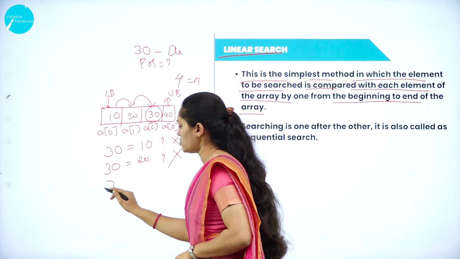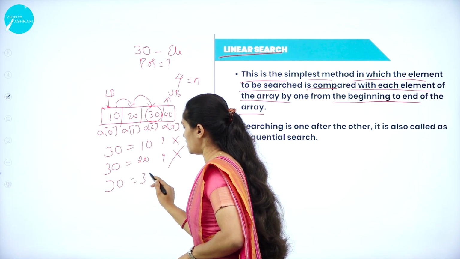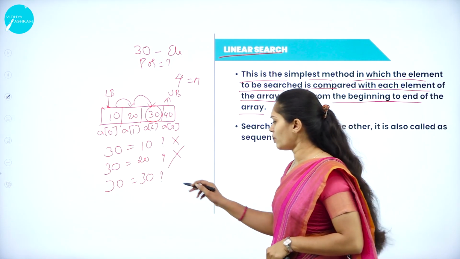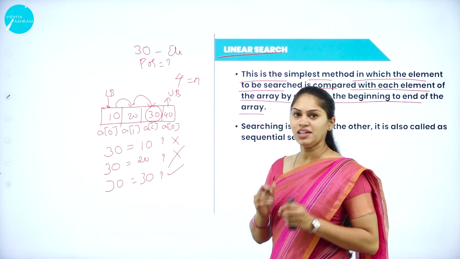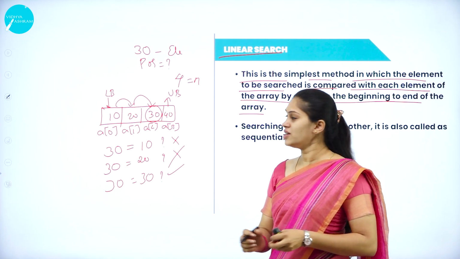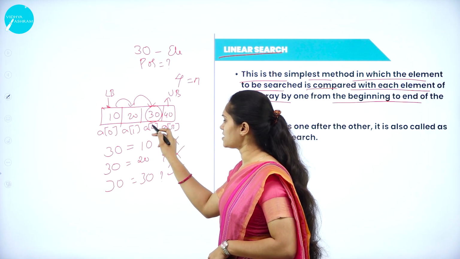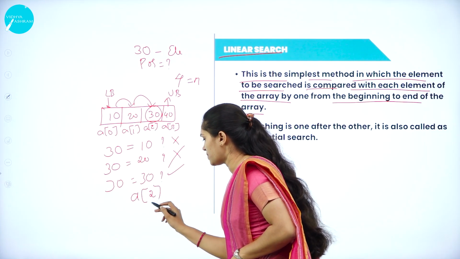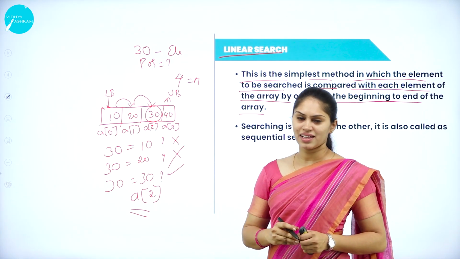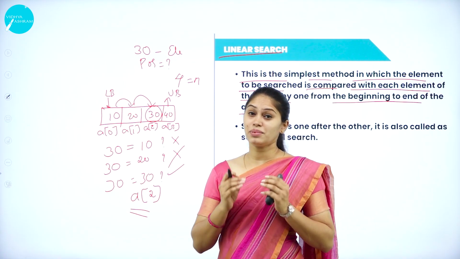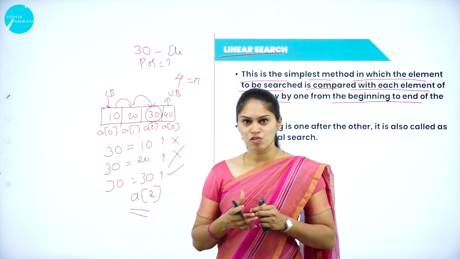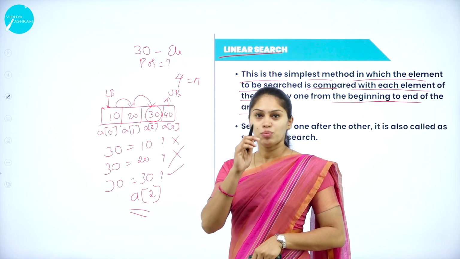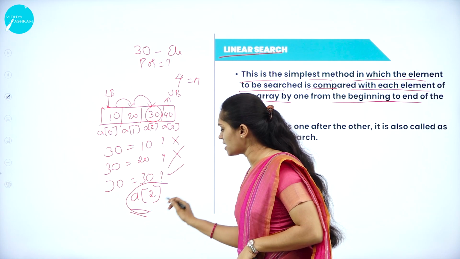There I check whether 30 is equal to 30, whether it is true or false. 30 is equal to 30, so it will be true. If it is true, then it sends its location. What is the location? That is A of 2. So what we understand is that we are searching for a particular element, and if we find that element in the given array, it returns its position, its location.